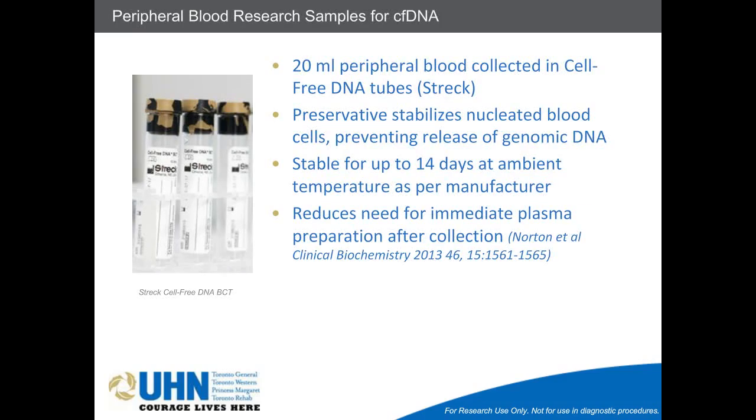So just a comment about collecting peripheral blood research samples for cfDNA. We do currently use these Streck tubes, mainly because the samples are so rare and precious, and we want to maximize our chance of having cell-free DNA obtained. The Streck tubes do have preservatives within them that stabilize the nucleated blood cells and so prevent release of genomic DNA from those cells. And we also find that being based in Canada and having samples sent from some distance in some cases, the samples are stable for up to 14 days at room temperature as per the manufacturer. And based on this publication, it does reduce the need for immediate plasma preparation after collection.